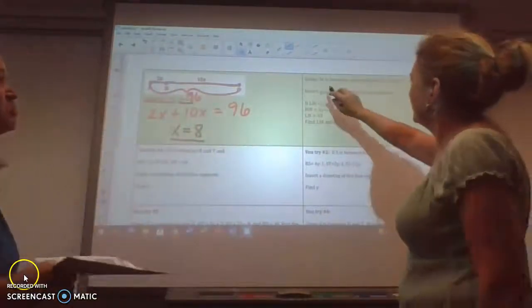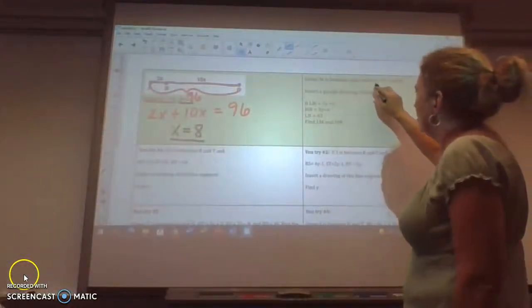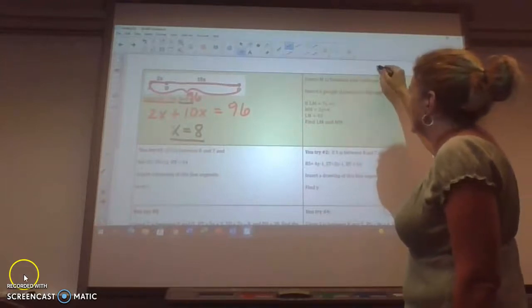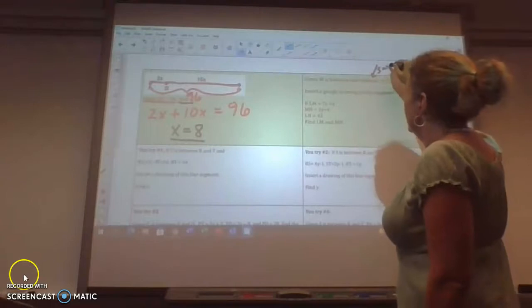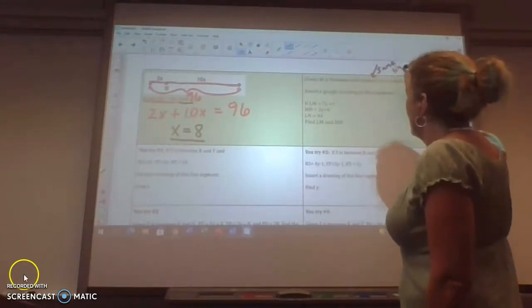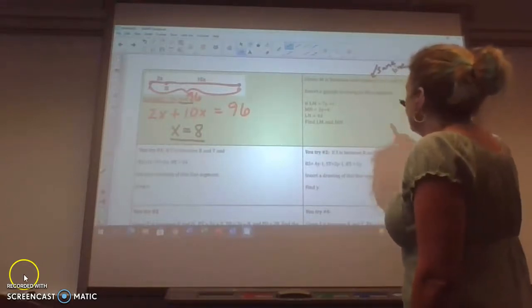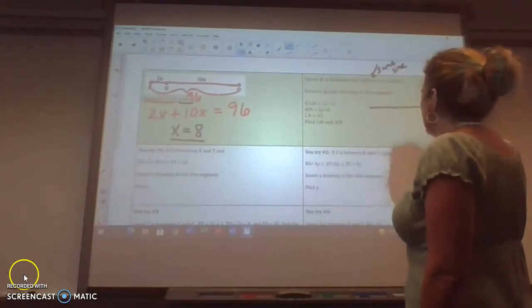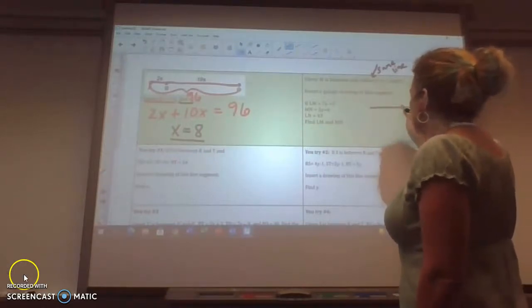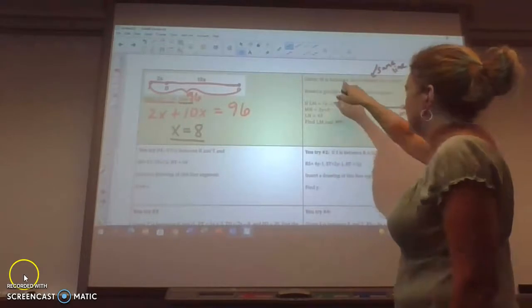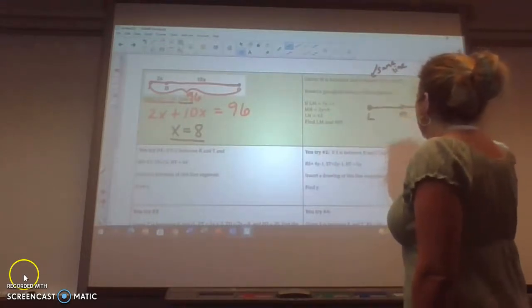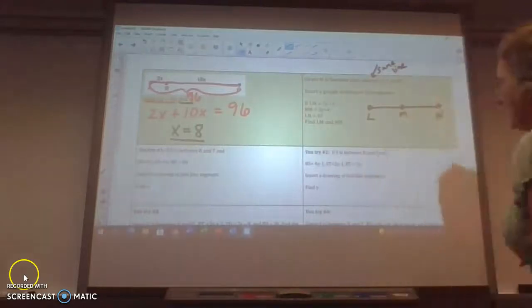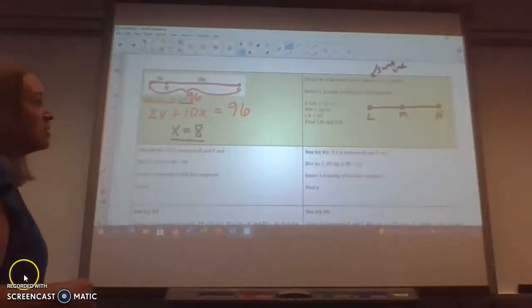Okay. So given that M is between and collinear to L and N, this is a fancy word, just telling you it's on the same line. Co means same, and linear means line. So it's just saying that all these points are on the same line. So I'm going to draw my line segment, and M is somewhere in between, right? It says M is between, and then collinear to L and N. Okay. Is there anything else it tells us?